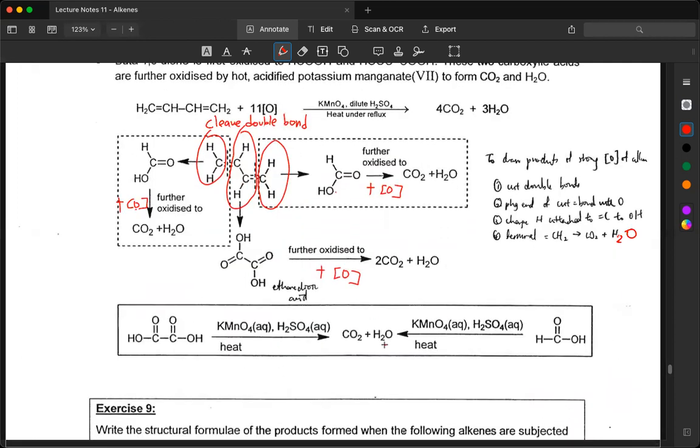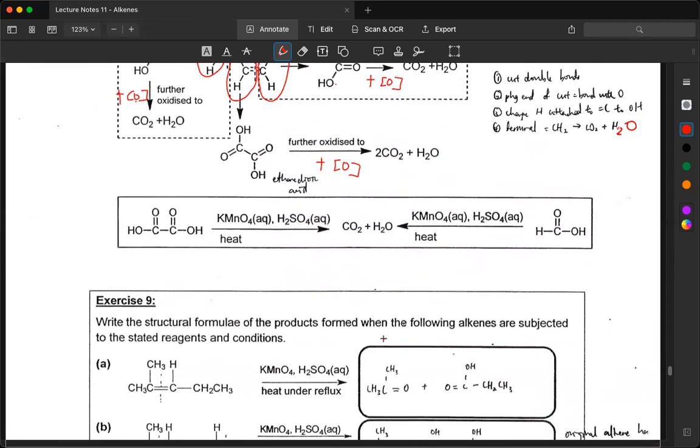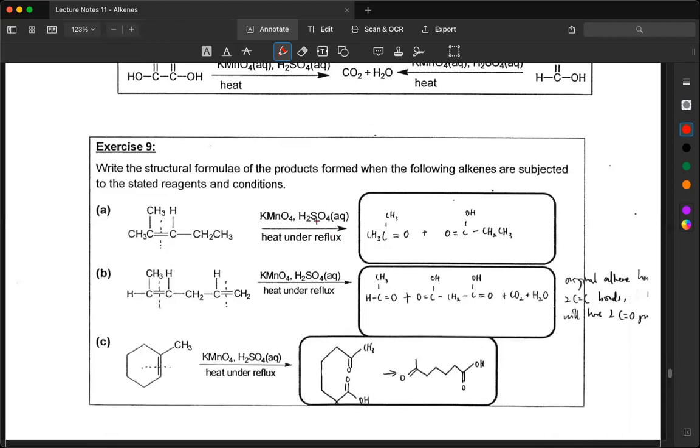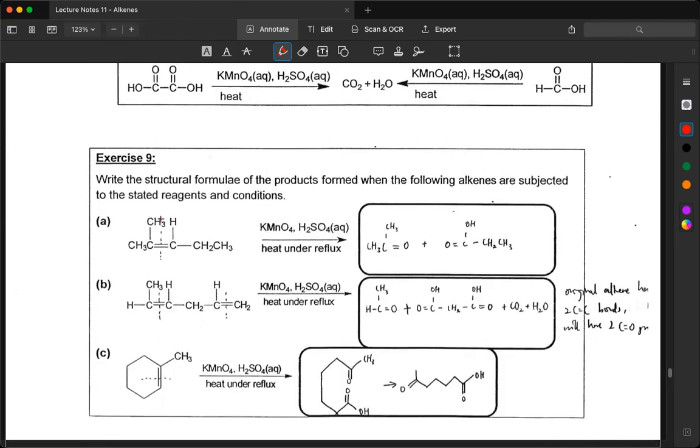So these are just some more examples. Now, how to do this? Okay. Don't look at the answer yet. Just look at the question and try it out yourself. So basically, the first step is you have this condition. You will break the double bond first and then form the CO. This one is just ketone because there's two R groups here. This one is not the terminal carbon, so just leave it as is.